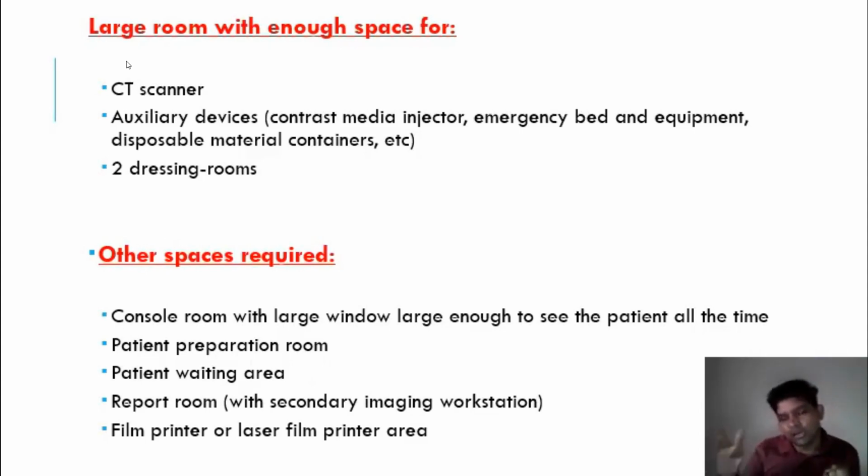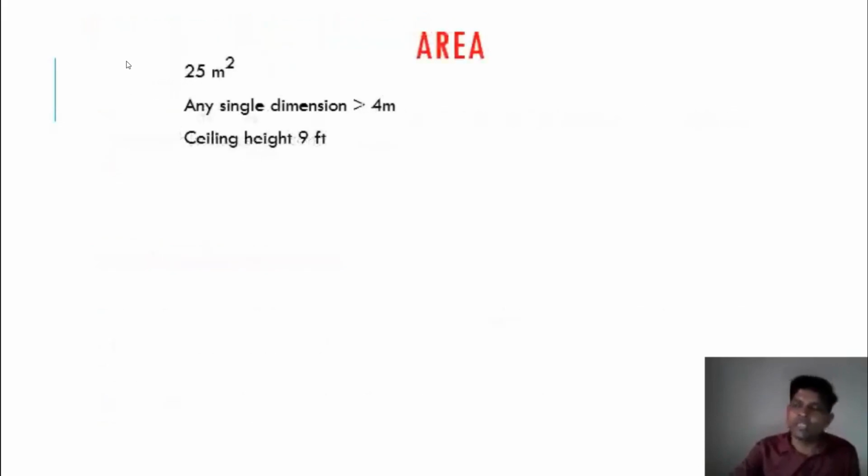Time, unnecessary exposure, contrast, and many other factors are affected. If the workstation is closer to the console room, we can avoid such things. Then film printing and a laser printer are supposed to be kept. So what area is required?